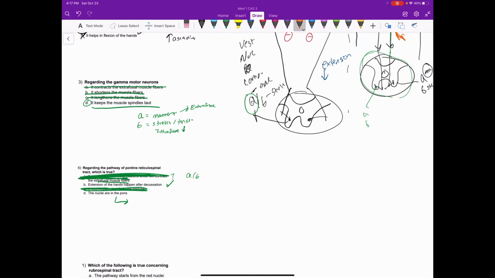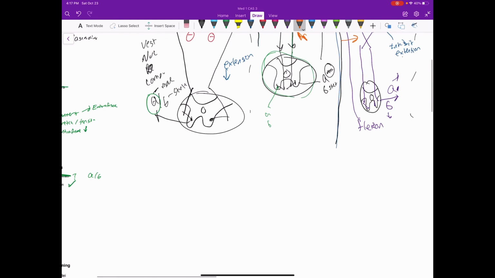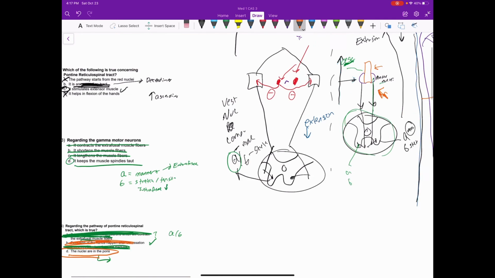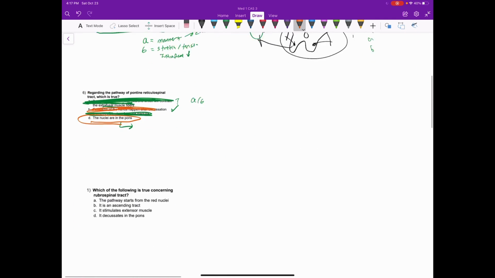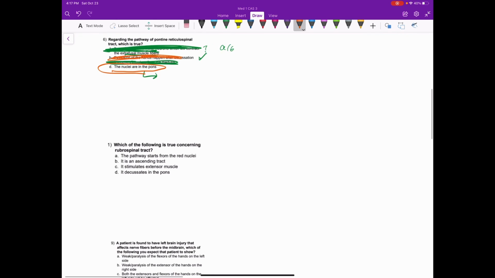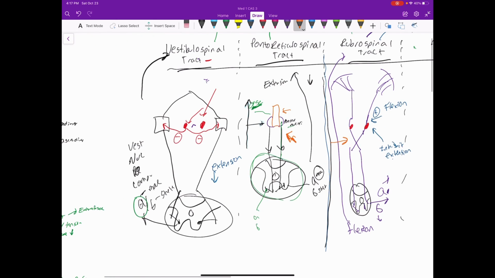Why is it doing that? So what's our answer? The nuclei are in the pons because it goes from the pontine nuclei down into the cross-section of the spinal cord. Now, which of the following is true concerning the rubrospinal tract? Oh my God, we just spoke about him. We got to know this.